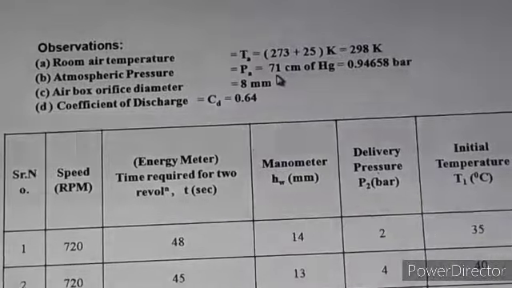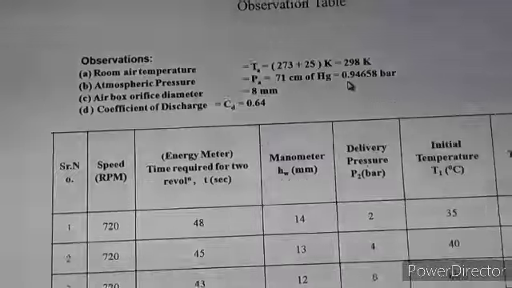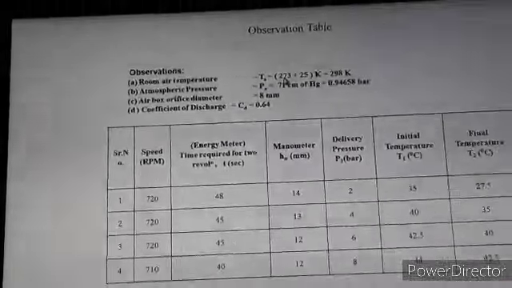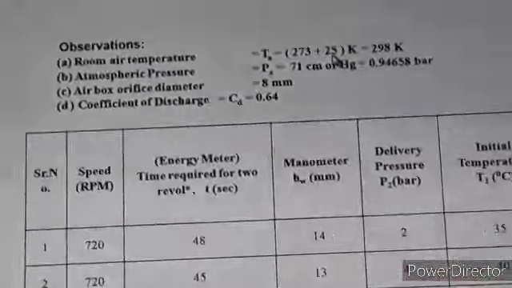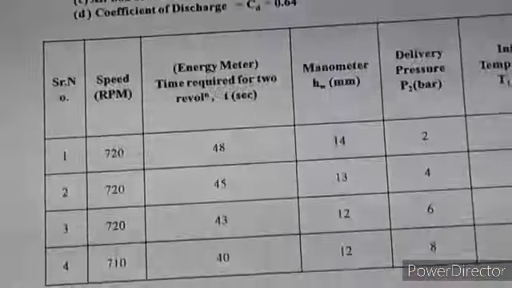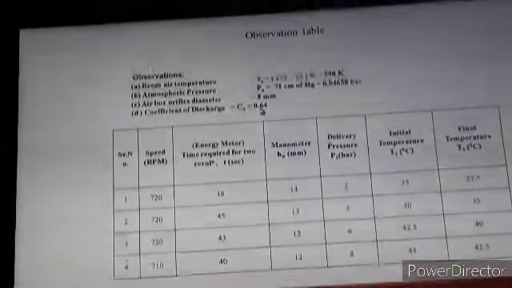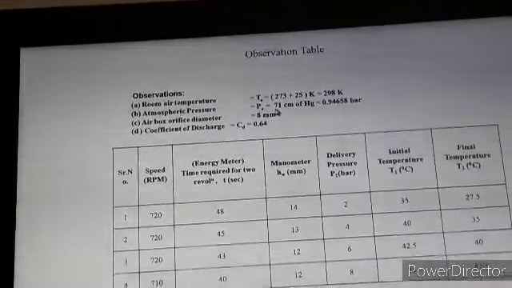Here it is given as 71 centimeter of Hg, and that is converted into bar, so it is 0.94658 bar. Again, temperature is converted from degree Celsius to degree Kelvin. The recorded temperature is 25, and we add 273, so 273 plus 25 is 298 degree Kelvin. Again, the air box orifice diameter is 8 mm. The coefficient of discharge for the orifice is 0.64. So these are the previous readings given to you just for your reference.